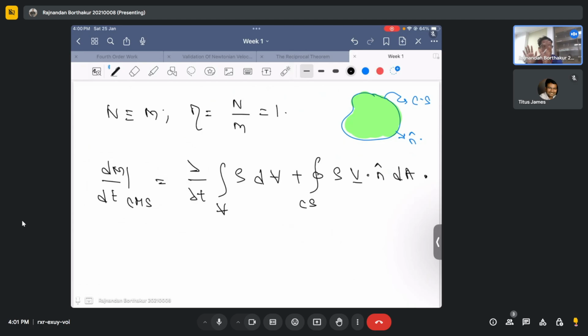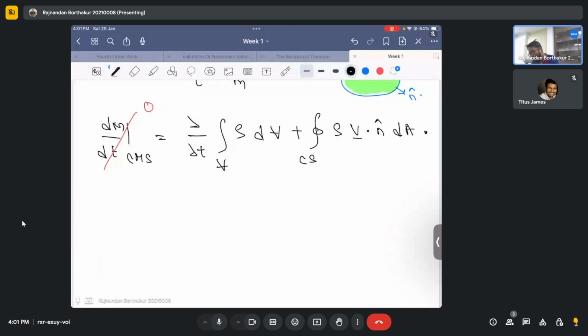And this is not the case in Eulerian description, but this is the case in Lagrangian description in a control mass system. That's why it has got the name control mass system, which means your mass will always remain fixed inside your system. So this term is always equal to 0. So we are just left with this left hand side being equal to 0.